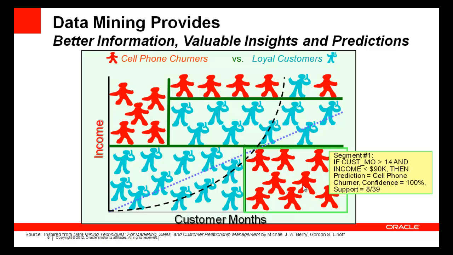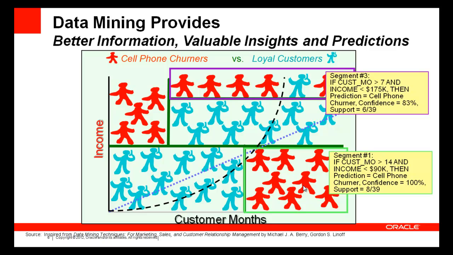I'm studying this data. I find this segment, I find this population, so I can now make a prediction with 100% confidence because 8 out of 8 of the people that fit this profile in fact churned. And the support talks to what percentage is this segment of the population compared to the larger population.